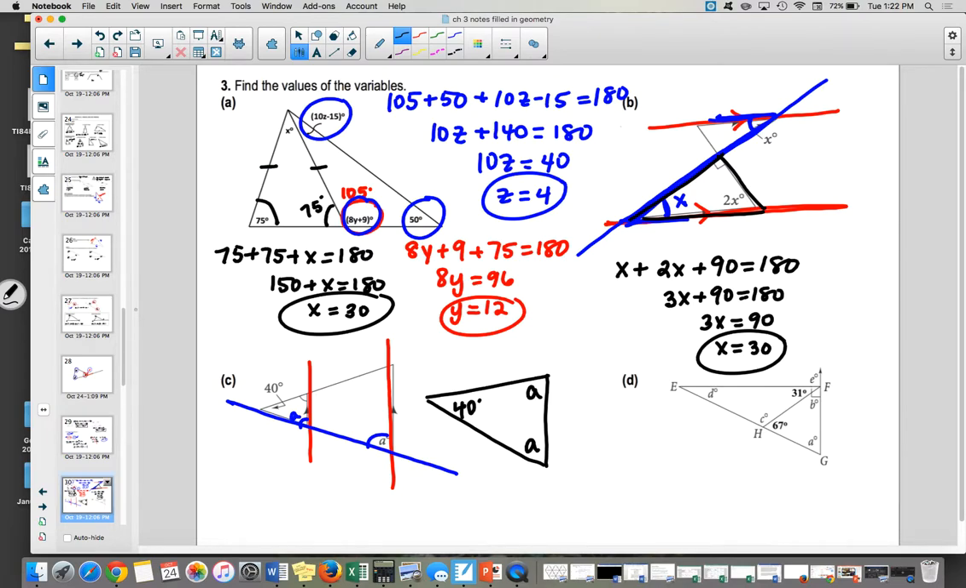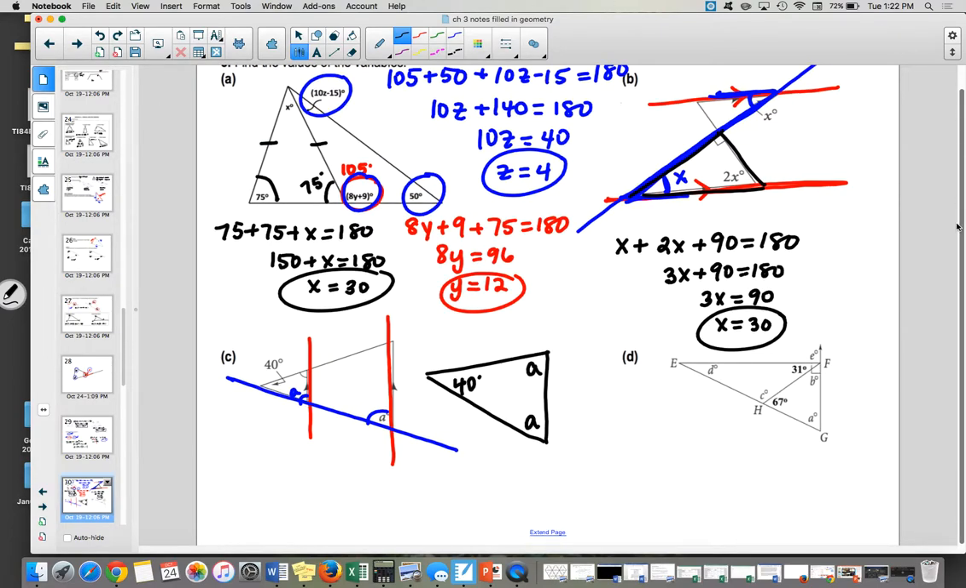Can anybody do right away without writing the equation what A has to be? 70, good. So what is our equation? Our equation is 40 plus 2A equals 180, right? So 2A equals, we subtract the 40 over, 140, so A is 70. Some people are very visual, like they can just see that and be like, oh, the A's have to be 70, because 70 plus 70 makes 140 plus another 40. So if you can do that, that's fine.